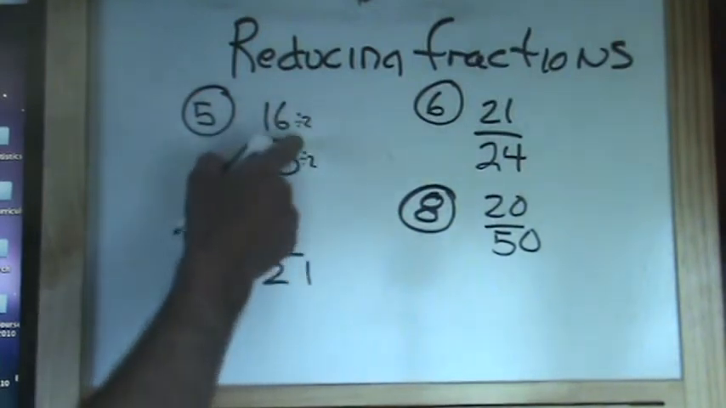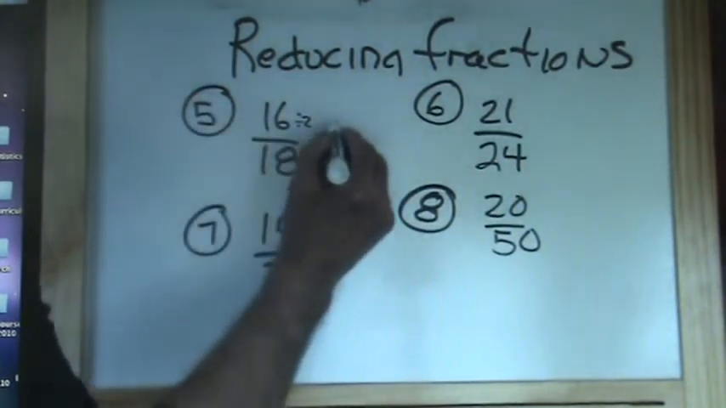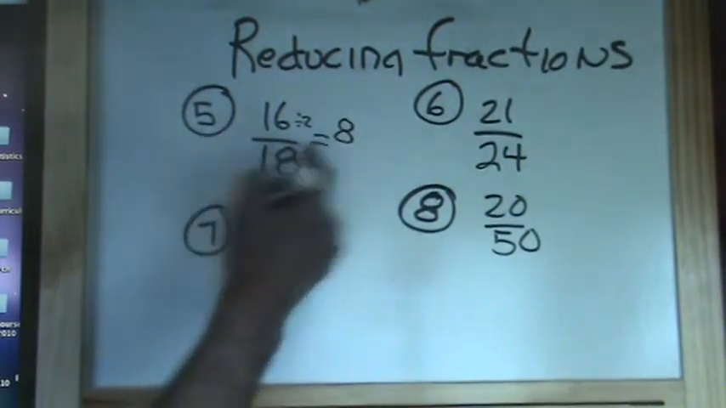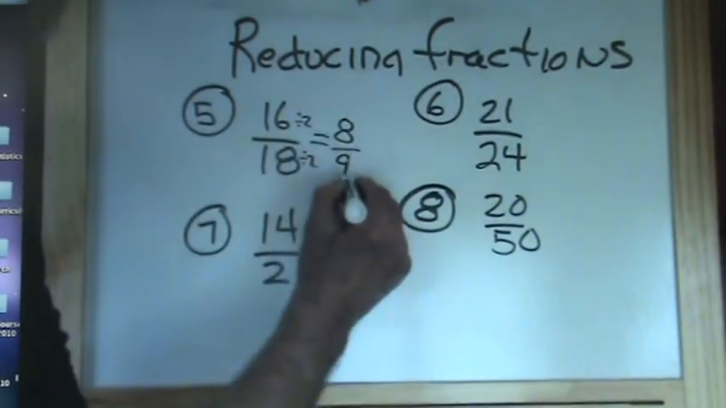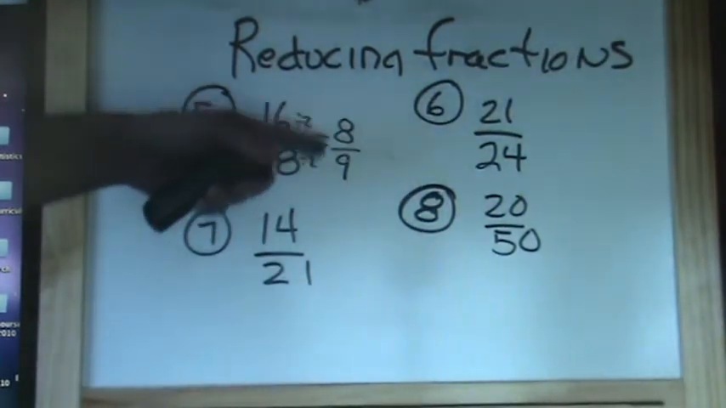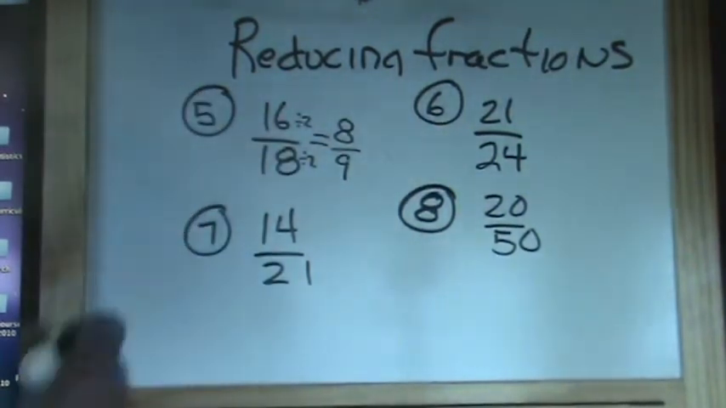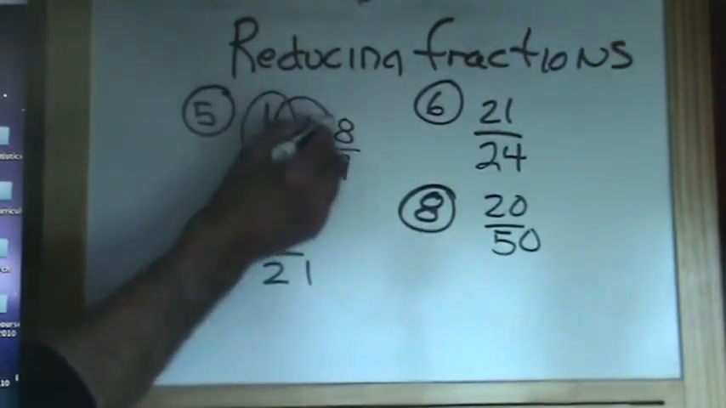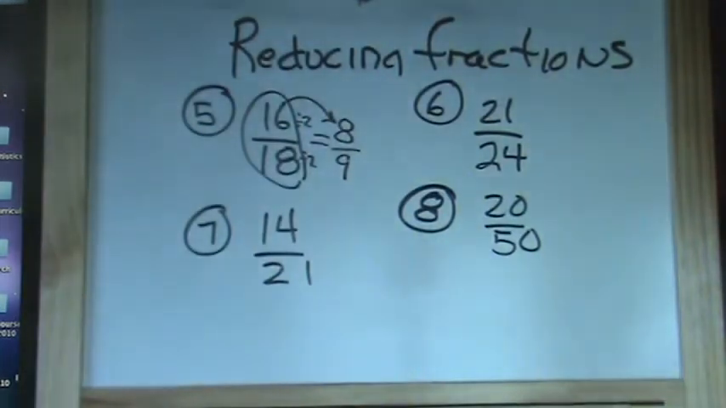2 goes into 16 8 times. 2 goes into 18. Well, 9 and 9 is 18, so it goes 9 times. Is there any other number that'll go evenly into 9 and 8? No, so the smallest name for 16/18 is 8/9. Let's try here.